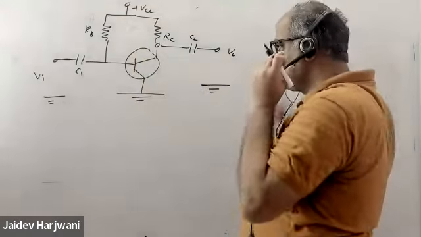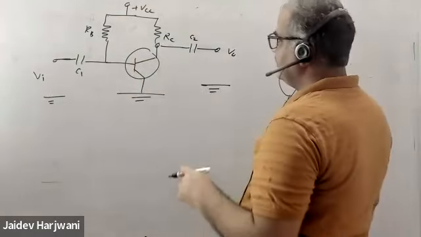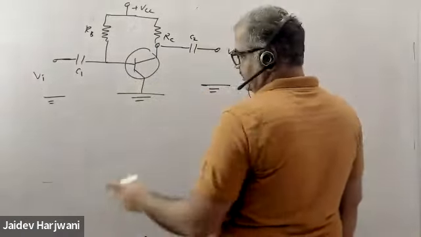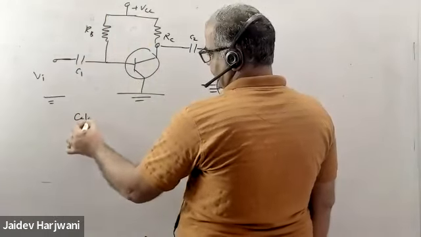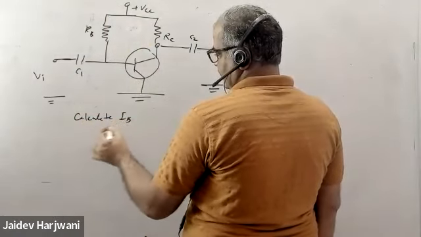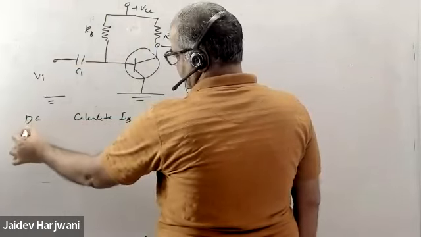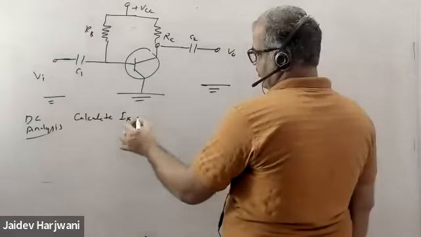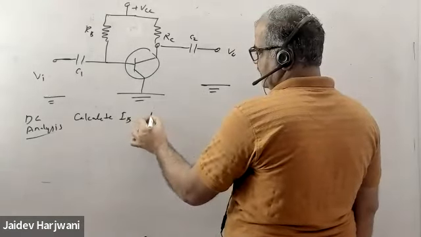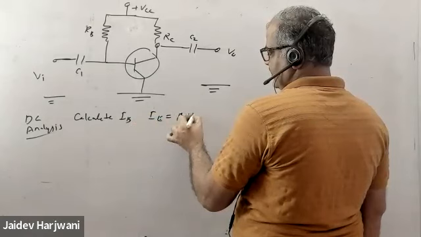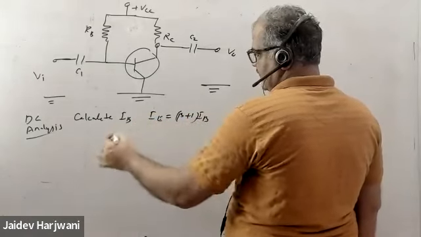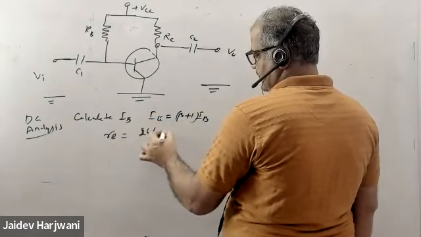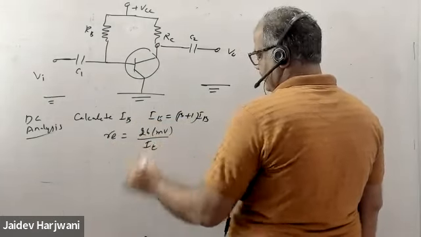Now I told you how to perform this. First you have to perform DC analysis. For that you have to solve the circuit and calculate your IB. DC analysis means calculate IB, and from IB you can calculate IE, that is beta plus 1 times IB, and once you know the IE you can calculate RE, that is 26 mV upon IE.